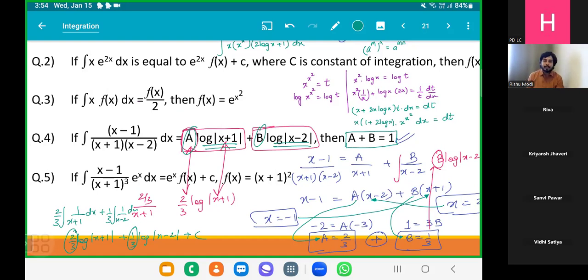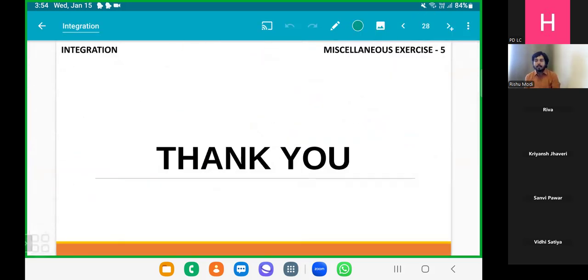Yes. Thank you, sir. Welcome. Right? Anyone else has any doubt? Else we end the session. Right? This is what we have in integration. That is indefinite integration. Tomorrow we'll be doing the definite integration part.